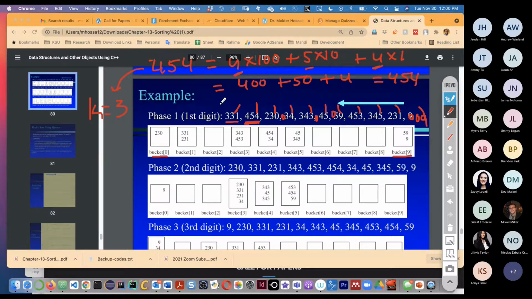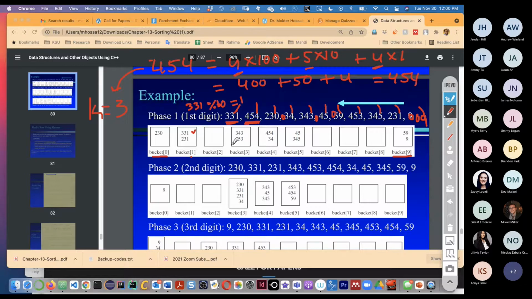So it takes modulus 10. 331 modulus 10 will be 1, right? So you got the last digit, and then put this number in the first bracket with the bracket index 1. Since we got remainder 1, that means this number will go in the first bracket.